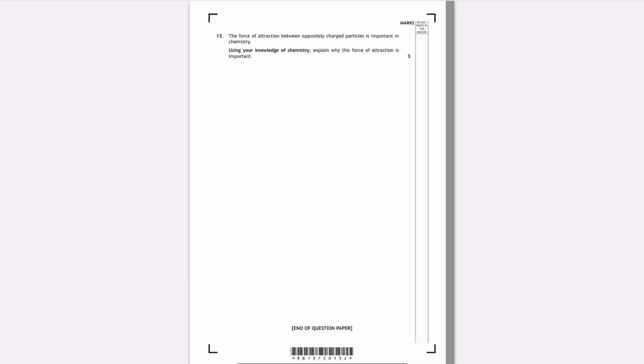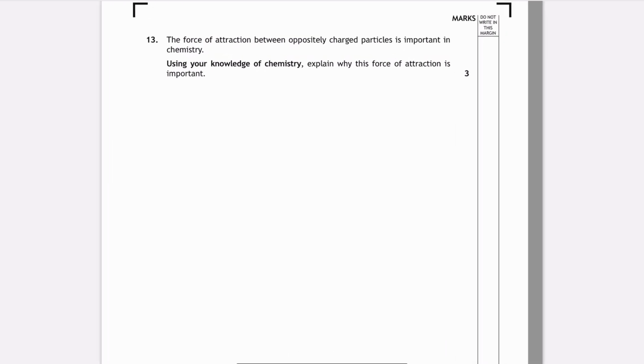Then question 13, this is our last question, this whole paper. Open-ended question, so basically asking you to explain why the attraction of positive and negative charges is important in chemistry. So you want to think of all of the occasions that you've seen positives and negatives attracted to each other. So that means you could talk about the structure of the atom, because that's got positive protons in the nucleus and negative electrons that circle around the outside. If they didn't have opposite charges, the electrons wouldn't orbit around the nucleus.